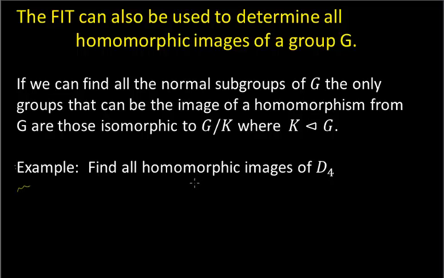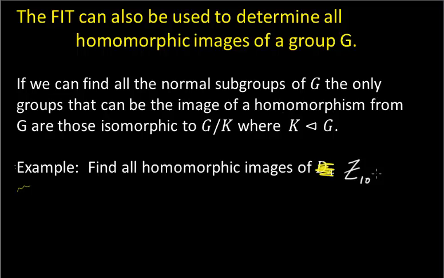The first isomorphism theorem can be used to determine all homomorphic images of a group G. If we know the normal subgroups of a group, then we know that the only homomorphic images of the group will be those that are isomorphic to G mod its normal subgroups. Now, instead of doing D4, I'm going to do a simpler example here. Let's find all the homomorphic images of Z10, and then I'll do D4.